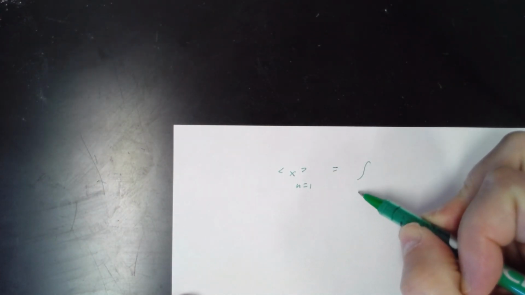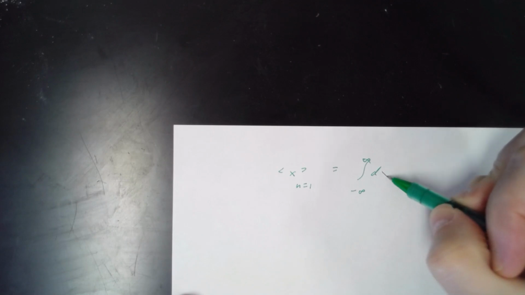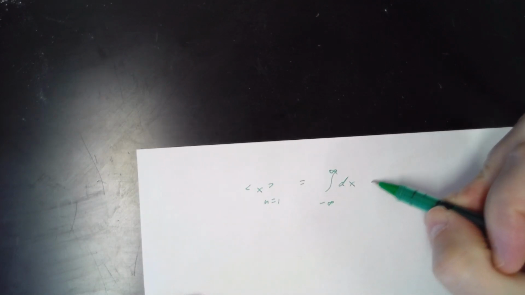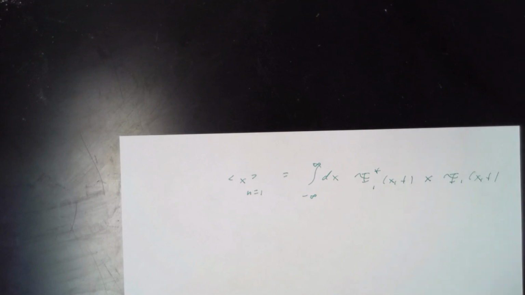So for the average value of x, we're going to do it for the n equals 1 state. You're going to do the more general case for any n. What we need to do is take the integral from x equals negative infinity to x equals positive infinity, integrating over x, wave function star 1 of x and t, put my operator, which is just the function x, then put the wave function itself of x and t.